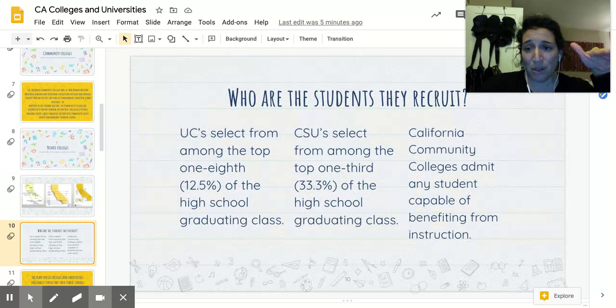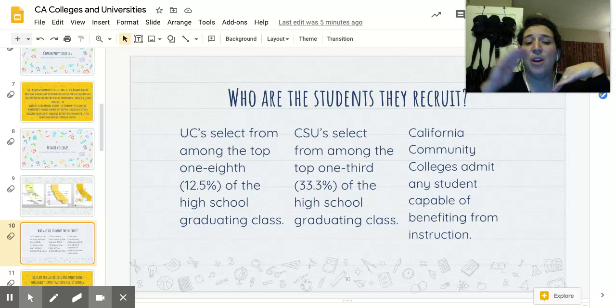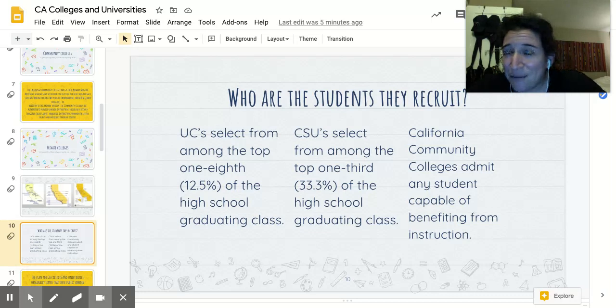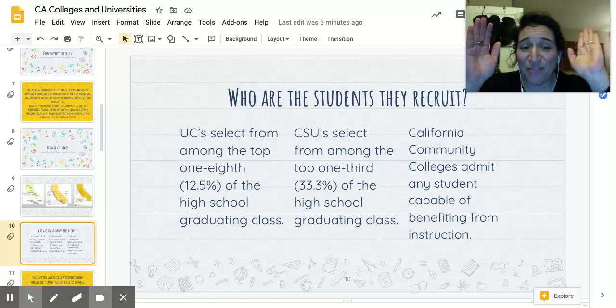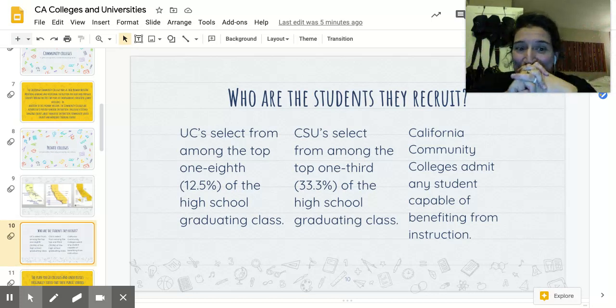The students that they recruit, listen up. UCs select from among the top 1/8, so the top 12.5% of the high school graduating class, not just ECHS, right? Because you're competing against like 120 or 130 students, which means that you would have to be in the top 10 to 15 students in order to be that. Like, we're talking all of the high schools in California. They select 1/8 of that top tier.